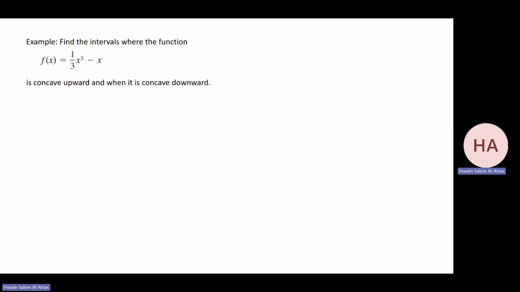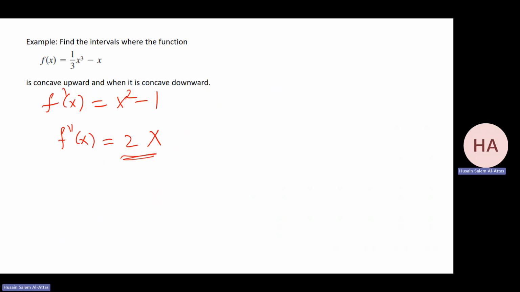Let us do some problems. Find the intervals where the function is concave up or concave down. I will check the sign of f double prime, so I need to first find f double prime. This is going to be my first step. F prime will be x squared minus 1. What about f double prime? F double prime will be 2x.